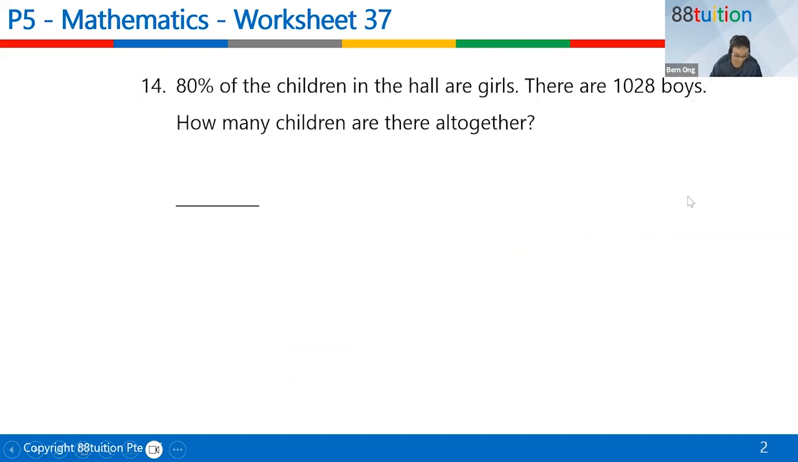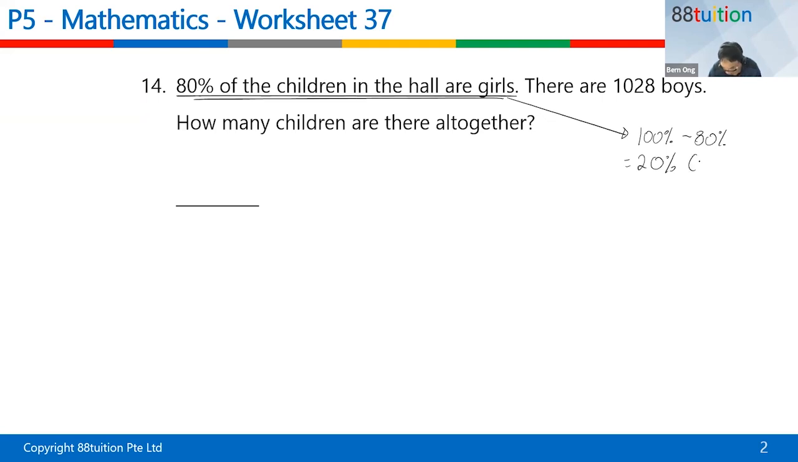Oh, my goodness. 80% of the children in the hall are girls. Every time I look at this, I will go and find out what is the opposite. 100% minus 80%, 20% are what? Boys. I will do that because this one is an extra clue for me. And not boys means girls, children. So I just go and find out first.